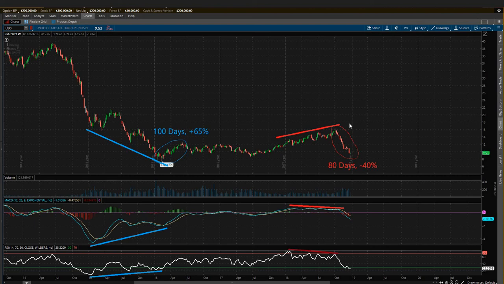But getting back to the analysis, you can see that the prices are making higher highs, as indicated by this line. The momentum's going down, and then it breaks in a very significant way.